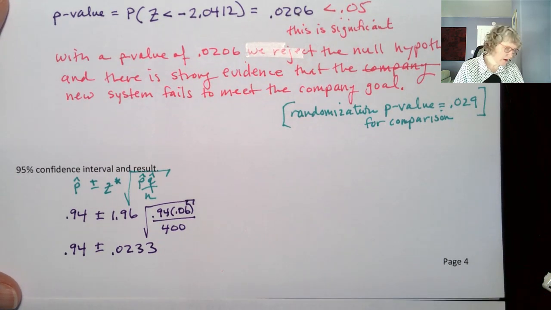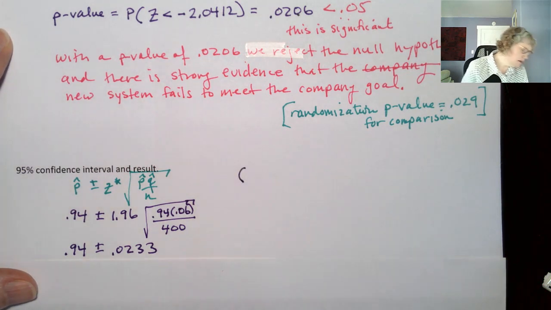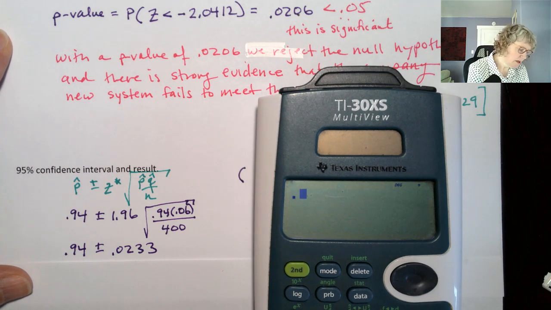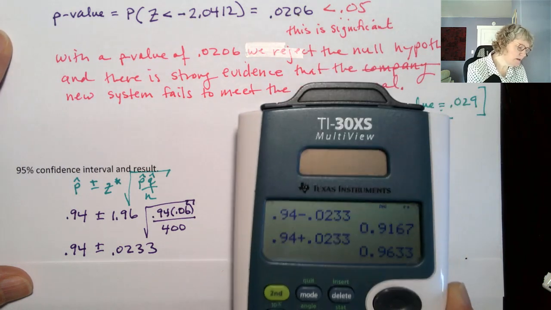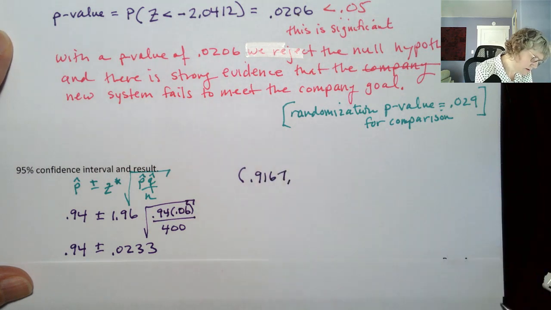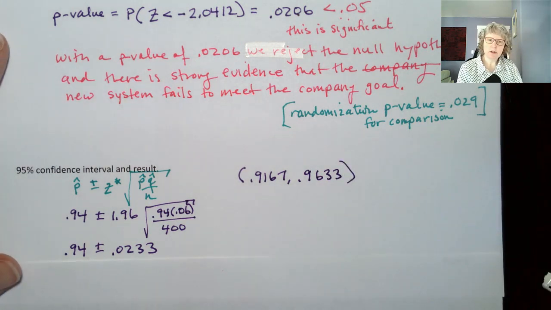Now we can go ahead and subtract and add. I think I'll write this over. I'll go over to the right and do that up here. So let's do 0.94 minus 0.0233, and 0.94 plus 0.0233. Okay, 0.9167 to 0.9633. Okay, now remember what we're looking for when we compare our confidence interval with the hypothesis test?